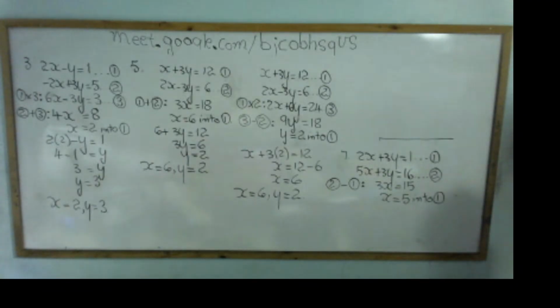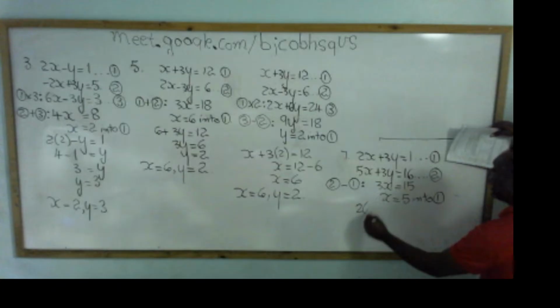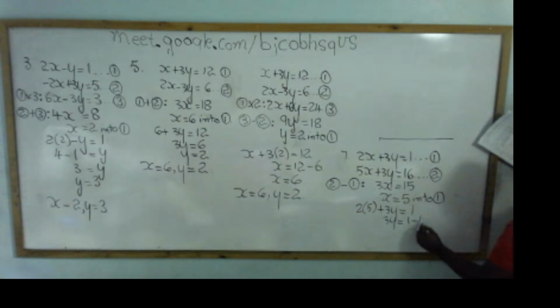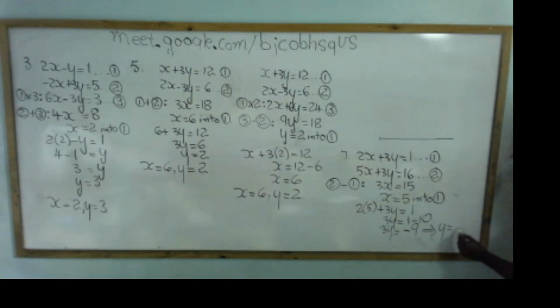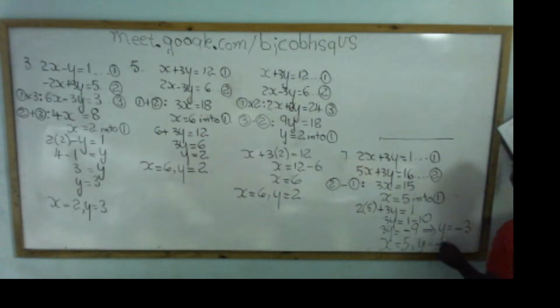Now that we put x is equal to 5 into equation 1, what do we have? Where we see x, we put 5. So 2 times 5 plus 3y is equal to 1. So 3y is equal to 1 minus what? What is 2 times 5? 10. So 3y is equal to negative 9, which implies that y is equal to negative 3. So we finish up by saying x is equal to 5 while y is equal to negative 3.